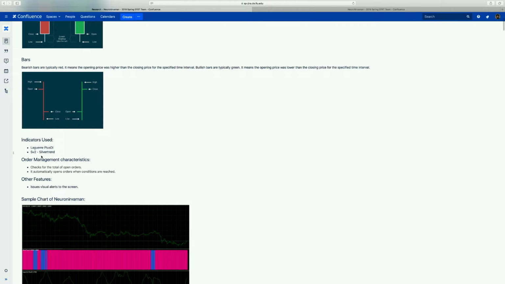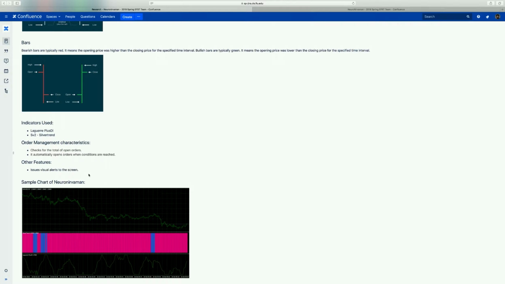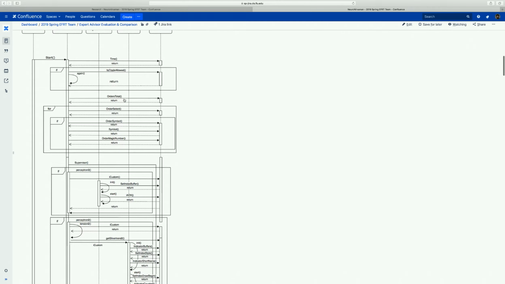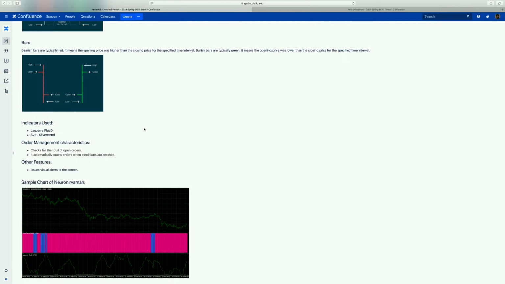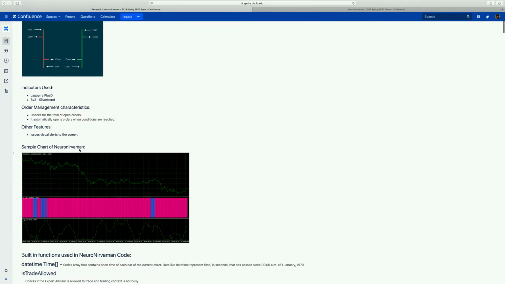Okay, so the expert advisor uses two indicators, the Laguerre plus DI and the silver trend SV2. And what does it do? It checks the total of open orders, which is what we saw when we called the function orders total. While there are orders pending, it doesn't send a new order. But once the orders are completed, it starts deciding whether to send a sell order or a buy order, depending on what the indicators are saying. And it issues visual alerts to the screen.